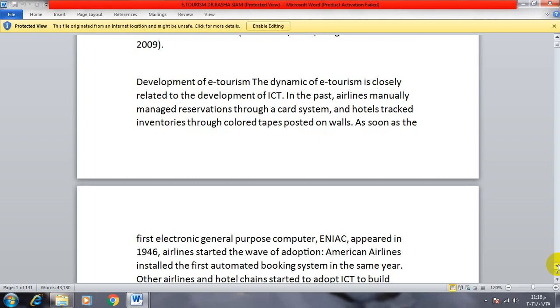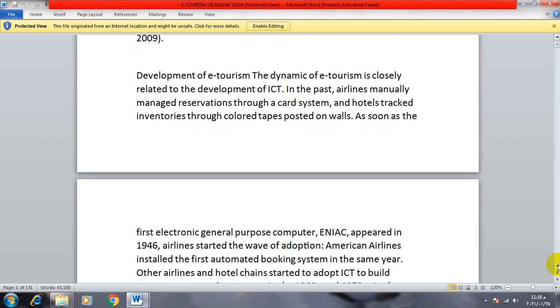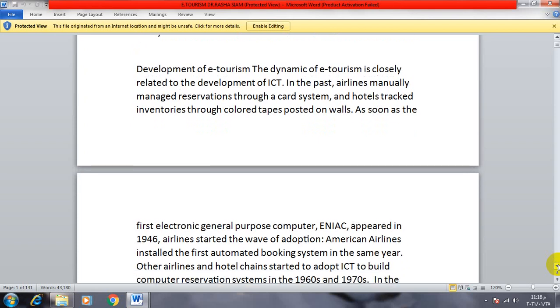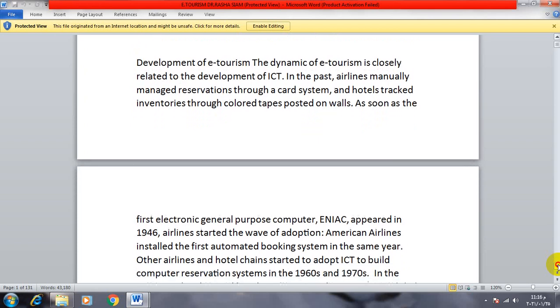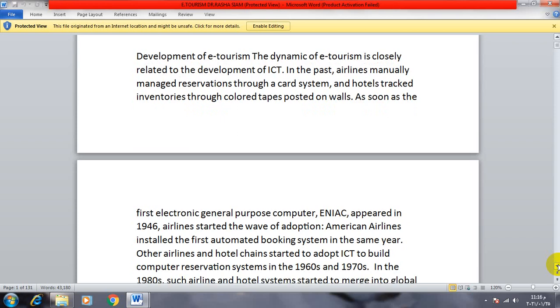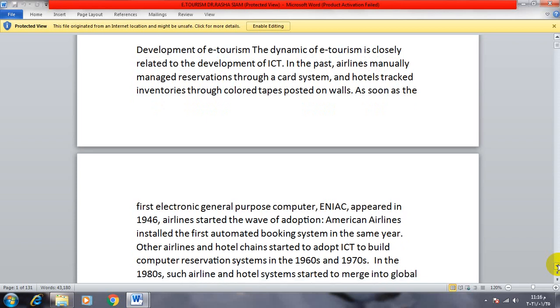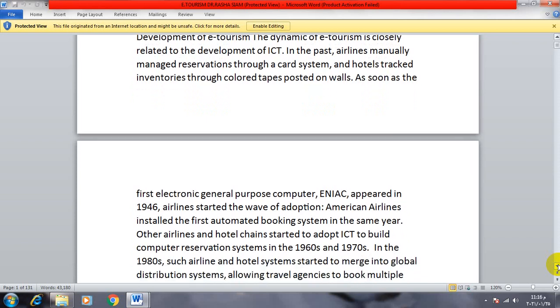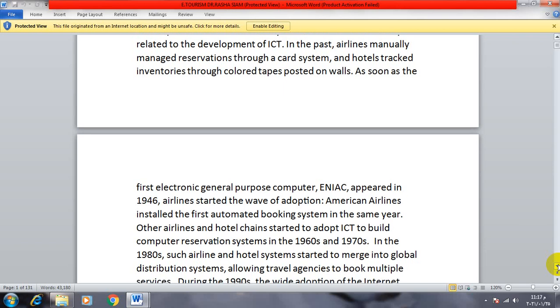American Airlines installed the first automated booking system in the same year. Other airlines and hotel chains started to adopt ICT to build computer reservation system in 1960s and 1970s. In the 1980s, such airline and hotel system started to merge into global distribution systems, allowing travel agencies to book multiple services.